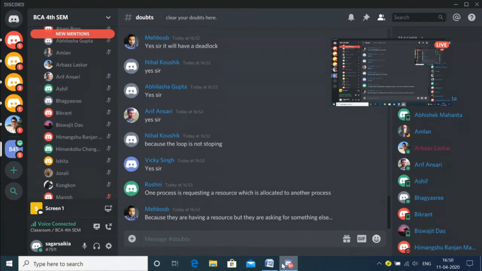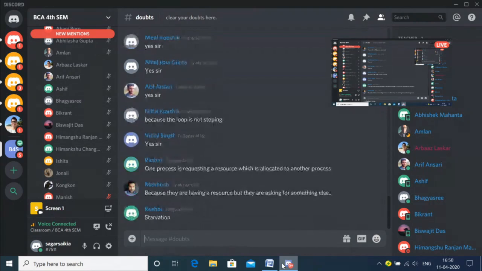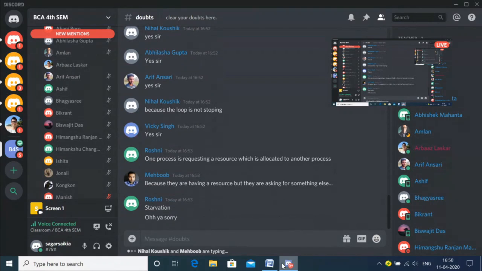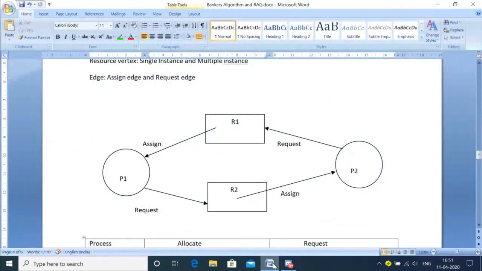Okay, all right. So someone said because they're having a resource but they're asking for something else. So what was that condition? The criteria for having a deadlock? Hold and wait, isn't it? So that was one of the situations. Then another criterion that it is having right now, what is it, the other criterion? Someone said because the loop is not stopping. Yes, it is a loop kind of structure. That means it is going on and on. We don't know where it will stop, where it will come to a halt.